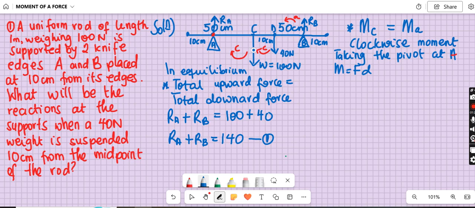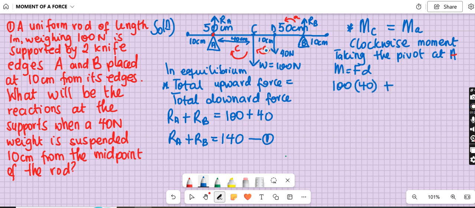So what is the force? The first force is the W, 100 Newton, times what would be the perpendicular distance from the center C to the pivot E. Now we know that from this end point to C is 50 centimeters. If we take away 10, we should be left with what? 40 centimeters. So we have 100 times 40.